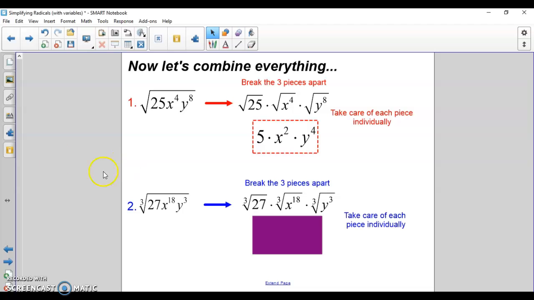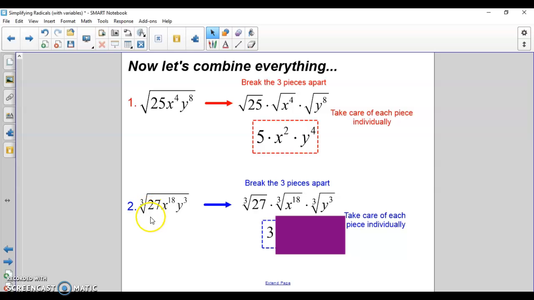We'll look at an easier one too with the cubes. So I got cube root of 27 x to the 18th y cubed. I break it apart into 3 pieces again. Cube root of 27 comes out nice. It ends up being 3.